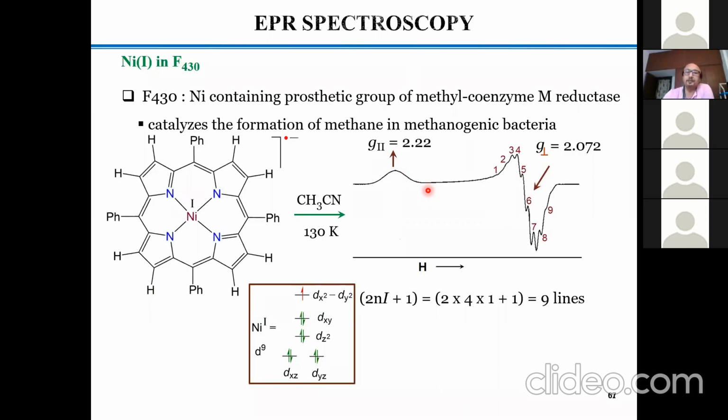Because in the elongated situation, you could see the d z square energy is low compared to x square minus y square. As a result, the axis which is parallel to the magnetic field, we have considered d z square, and it appears as a lower magnetic field region. The magnetic field increases in these directions.